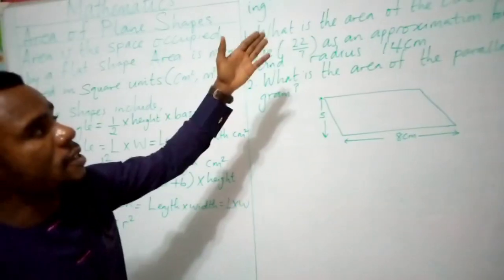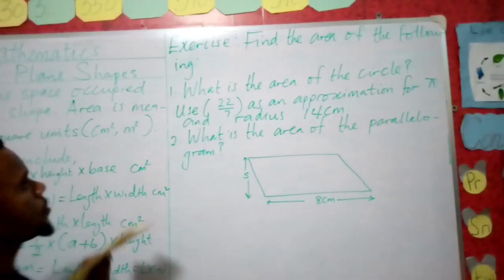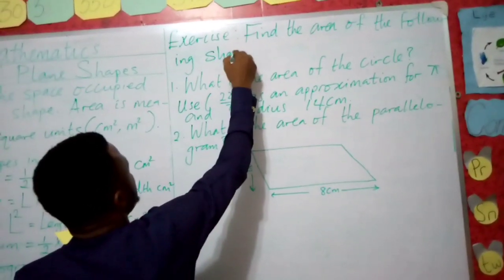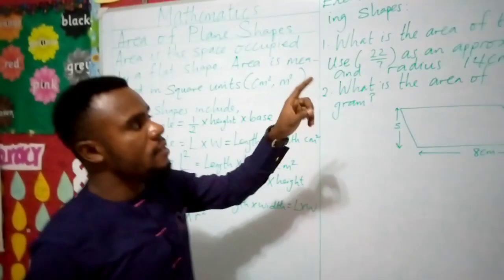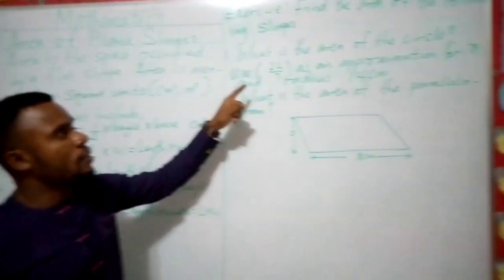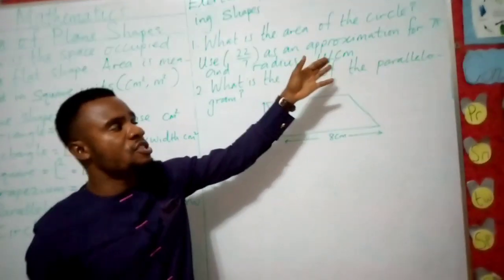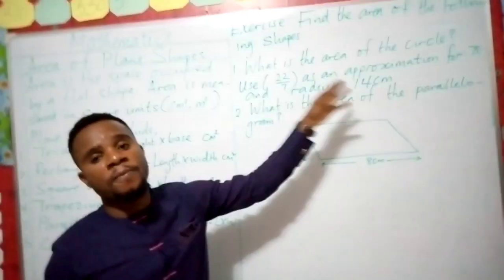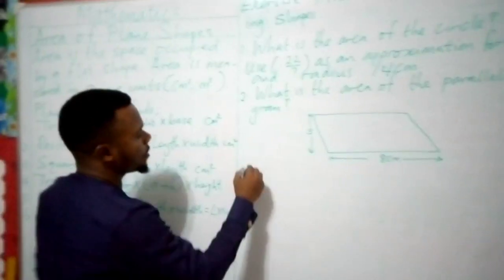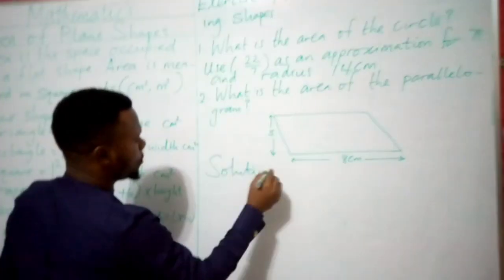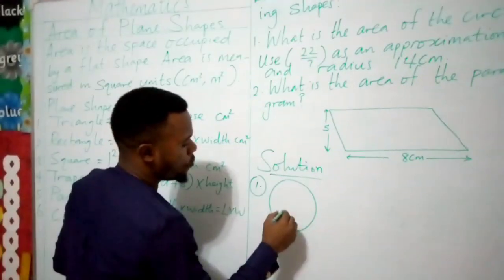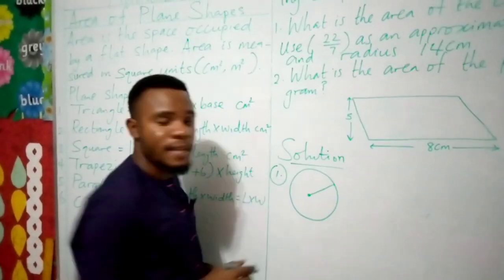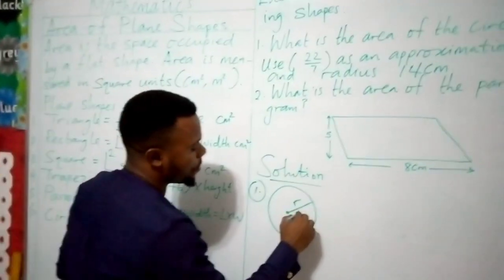Exercise. Find the area of the following shapes. Now, we have question number one. What is the area of the circle? Use 22 over 7 as an approximation for pi, and radius 14 centimeter. When you look at number one, you can draw it by interpreting it. This is a circle. Remember, a radius starts from the center to its circumference. Now, they say the radius is 14.